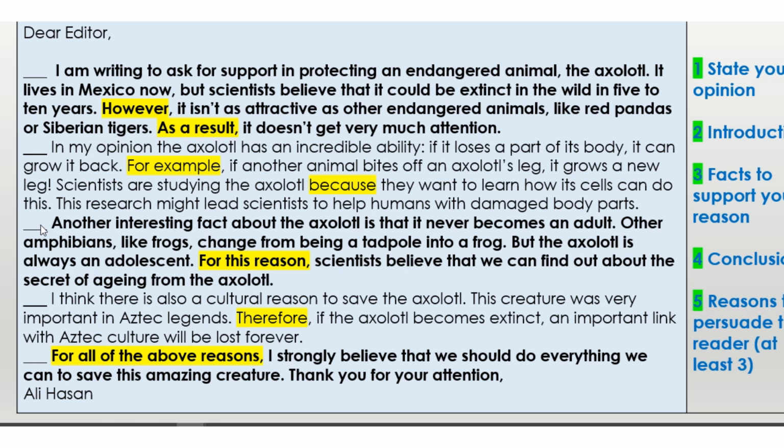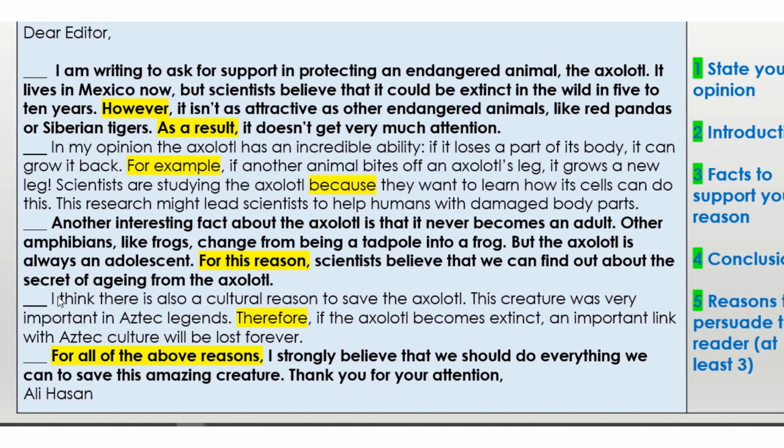So here we talked about introduction, subtitle 2, state your opinion here, subtitle 1, and here reasons to persuade the reader, at least 3. Then facts to support your reason.